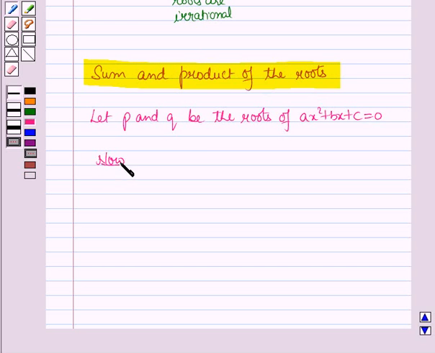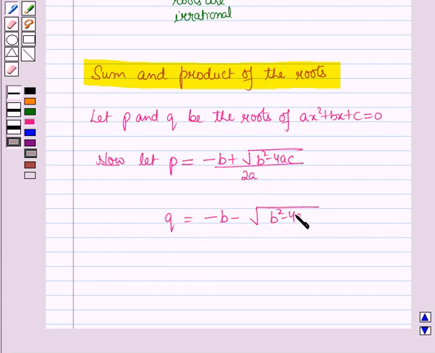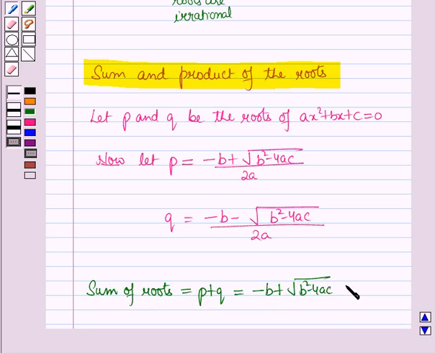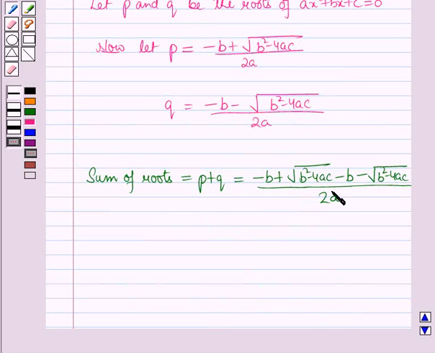Now, let P is equal to, that is by the formula, minus b plus square root of b square minus 4ac, whole upon 2a. And Q is equal to minus b minus square root of b square minus 4ac whole upon 2a. Then the sum of the roots is equal to P plus Q, which is equal to minus b plus square root of b square minus 4ac minus b minus square root of b square minus 4ac whole upon 2a. Now here, these terms are cancelled with each other, and this is equal to minus 2b over 2a, which is equal to minus b over a.